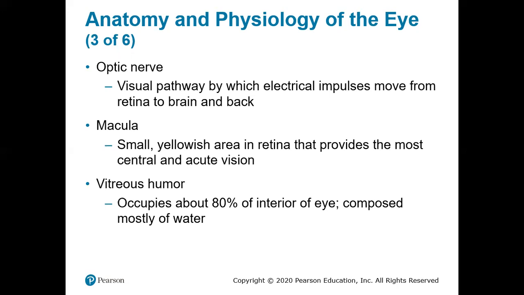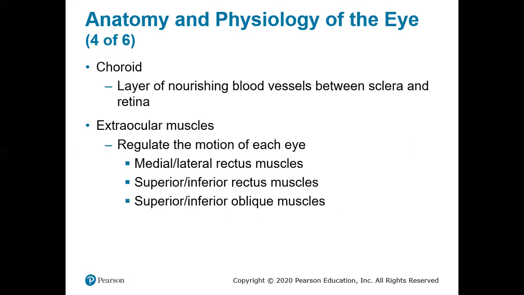The vitreous humor occupies about 80% of the interior of the eye. It is composed mostly of water. The choroid is the layer of nourishing blood vessels between the sclera and the retina. Extraocular muscles regulate the motion of each eye. The medial and lateral rectus muscles, superior and inferior rectus muscles, and superior and inferior oblique muscles come into play.